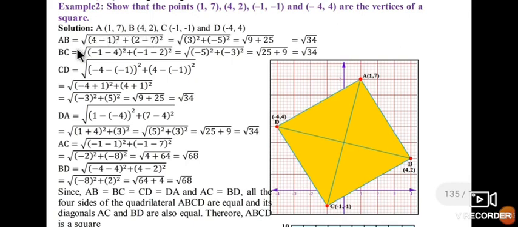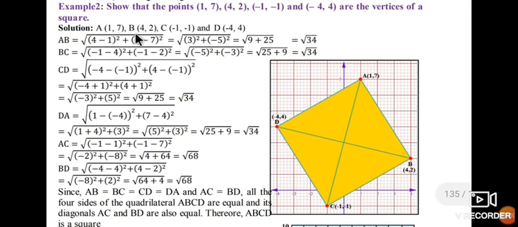Now the distance of AB is square root of (x2 minus x1) whole square plus (y2 minus y1) whole square. That is x2 is 4 minus 1 whole square, y2 is 2 minus 7 whole square. 4 minus 1 is 3 square plus 2 minus 7 is minus 5 whole square. 3 square is 9, 5 square is 25, that is equal to square root of 34, that is the distance of AB.